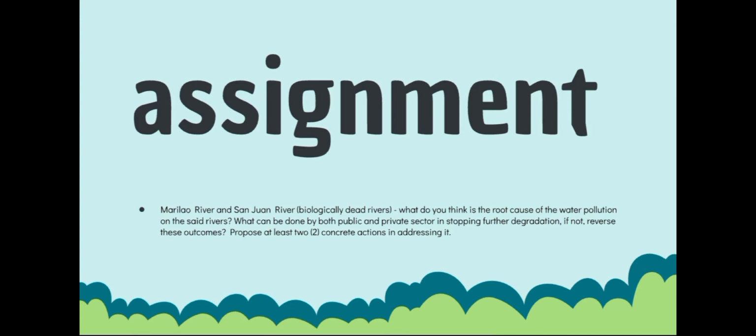Now, as an assignment, I would like for you to do your research and understand this. The Marilao and San Juan Rivers are among the biologically dead rivers in the Philippines. So I want you to answer, what do you think is the root cause of the water pollution in the said rivers? What can be done by both the public and private sector in stopping further degradation, if not reversing the outcomes? Propose at least 2 concrete actions in addressing it.